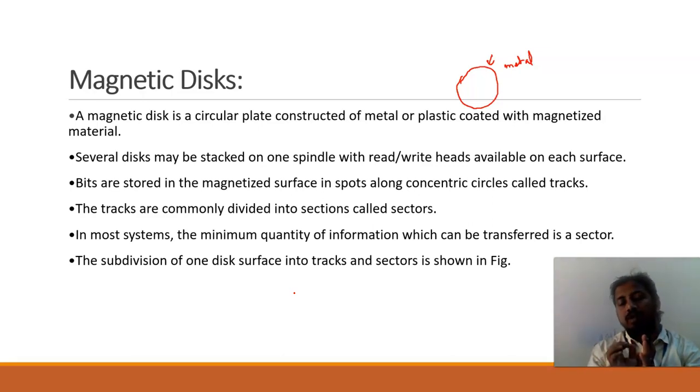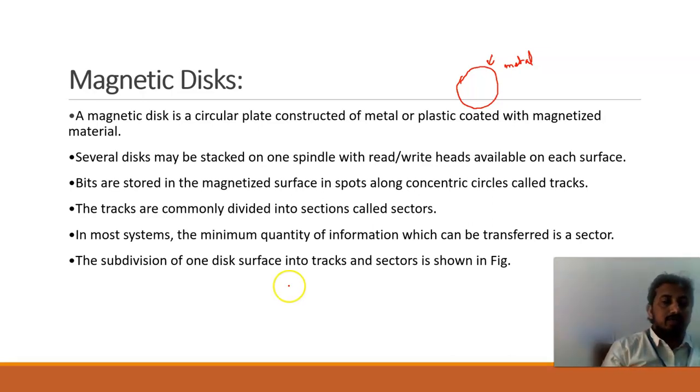I mean to say you will be having surfaces. Each surface will have read and write bits according to that. So bits are stored on the magnetized surface in spots along concentric circles called tracks.